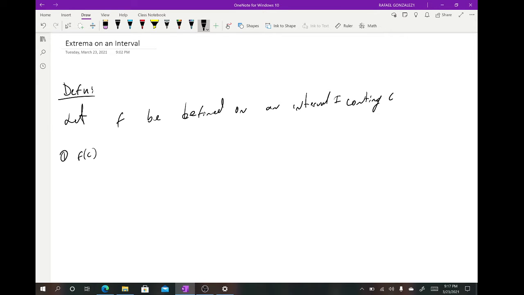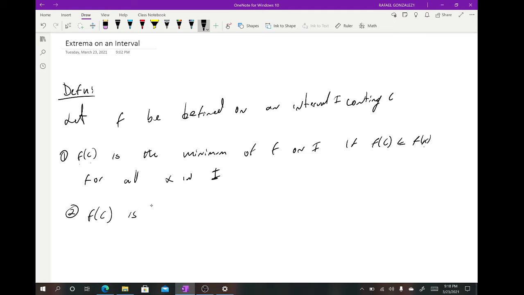So f of C is the minimum of f on the interval I if f of C is less than or equal to f of x for all x in I. Right, so that just means, remember, f of C is the output value, the y value at C. So it just means that y value is the lowest value that the function takes on that interval. Okay, because it's smaller than every other value on that interval I.